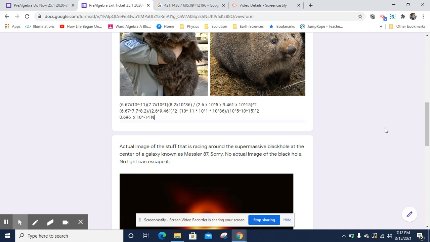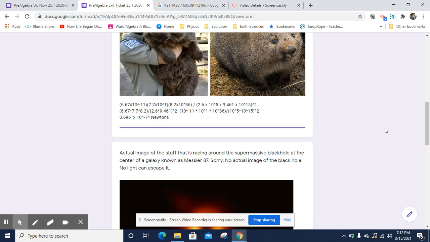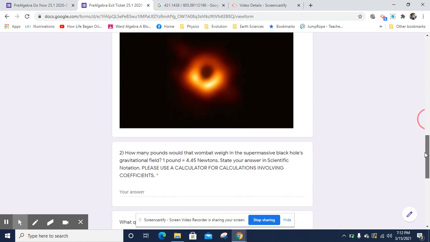And that is, of course, in newtons, which is important to take note. This is not pounds yet. Now, I'm going to make 0.696 10 times bigger, so 6.96. And now that's 10 times bigger, so 10 to the negative 14th has to be 10 times smaller. Okay, and that is how many newtons of force the supermassive black hole has on the wombat, which is probably good because that wombat's cute and I don't want to dump it into a black hole.